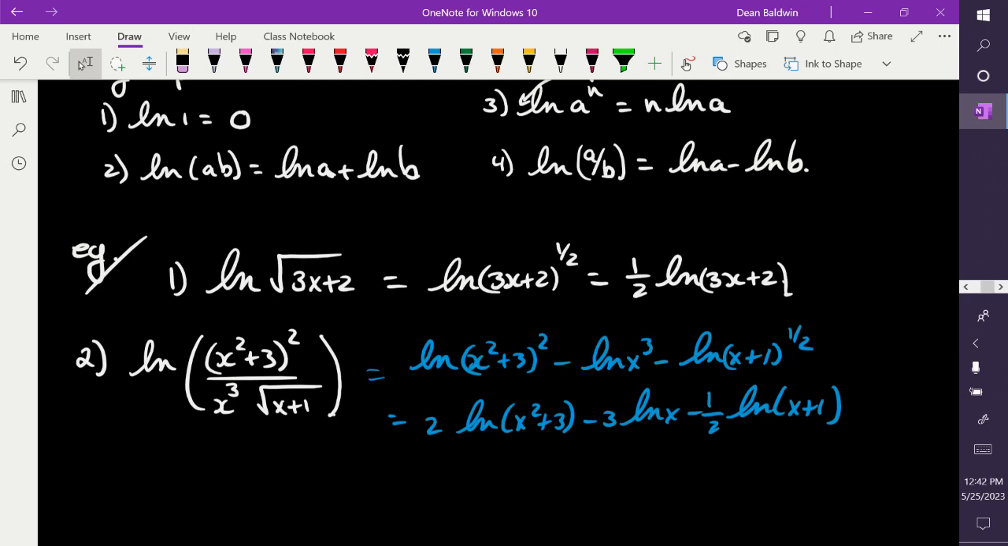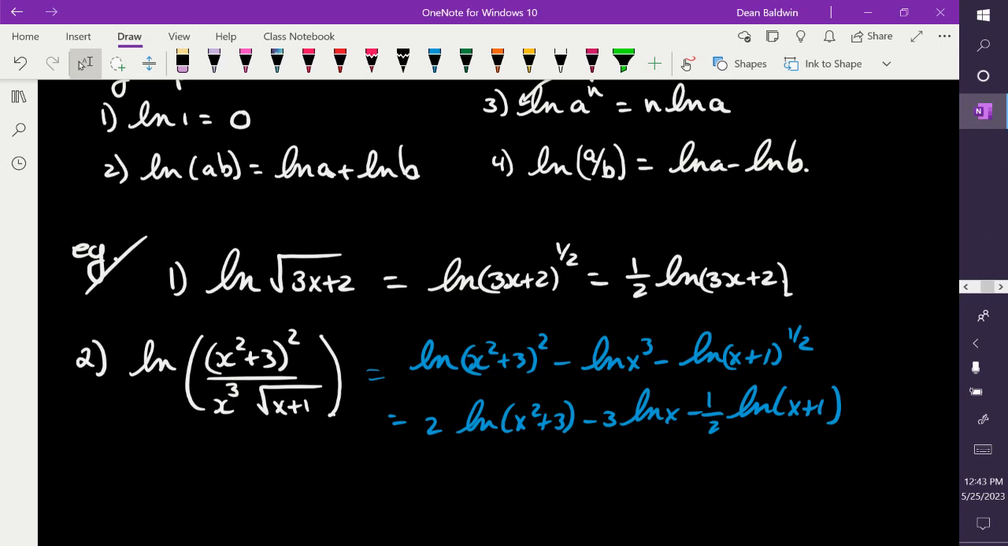All right, there's the expanded form. 2 natural log x squared plus 3 minus 3 natural log x minus 1/2 natural log x plus 1. Yes? Where did the minus 3 come from? From the exponent on the x cubed. Where did x cubed come from? Isn't it supposed to be -3? Did you just put the x cubed from the x plus 1? Oh, that makes sense.